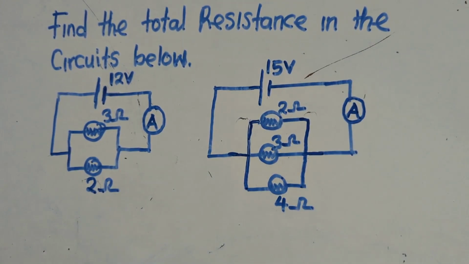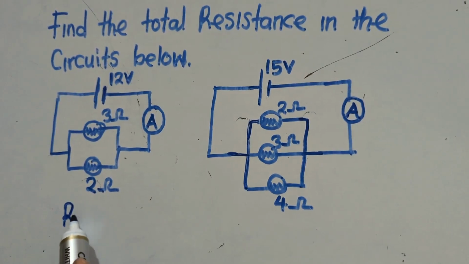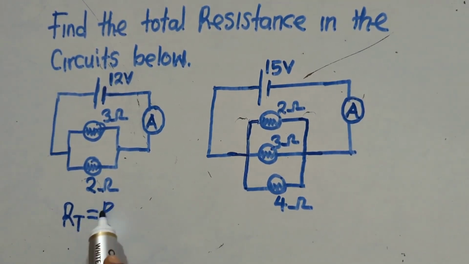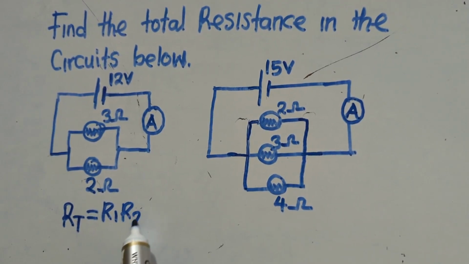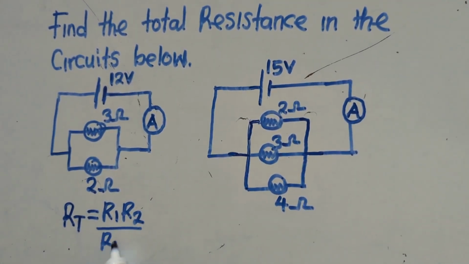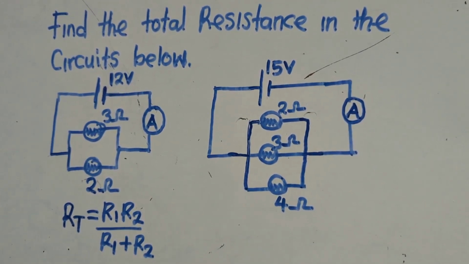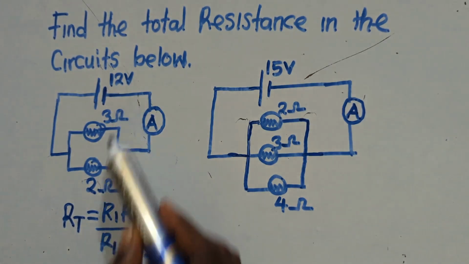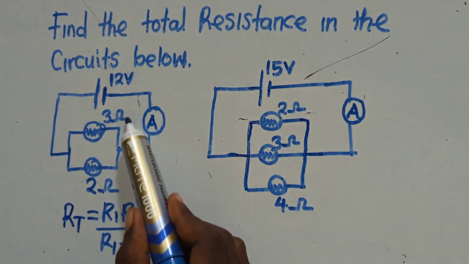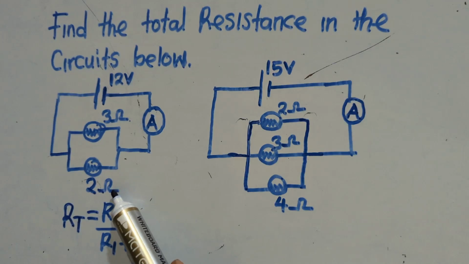Whenever you are just given two resistors connected in parallel, there is a particular formula you need to use. The formula is: total resistance is equal to resistor 1 multiplied by resistor 2, over resistor 1 plus resistor 2. This is the formula you need to get. When we apply it on this circuit diagram, we can say this one is resistor 1 or this one is resistor 1.